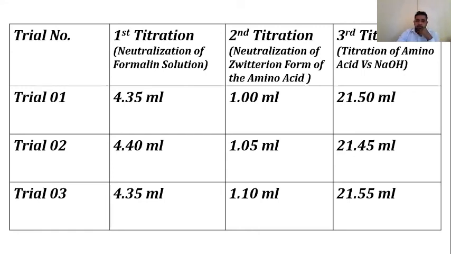So do we need the burette readings of the first and second titrations to calculate the amino acid amount? Actually, these two titrations are done to neutralize the solutions, so for the calculation we will not require their readings. It means the neutralization of the formaldehyde solution and of the sweetening form of the amino acid. What we need is the reading of the third, final titration, the methylene derivative amino acid versus sodium hydroxide.